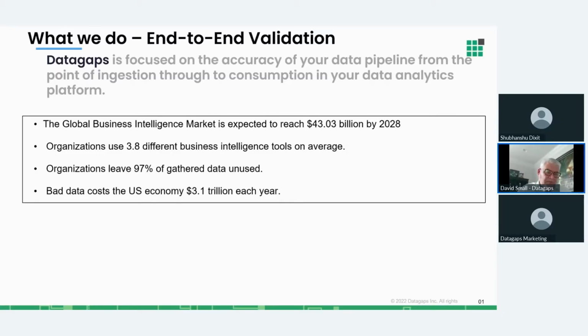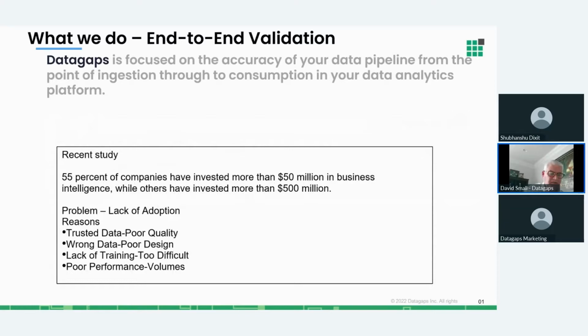Also, the cost of bad data for the U.S. economy is $3.1 trillion each year. I think for an individual company, it averages out at about $23 million in terms of the cost of bad data for an individual company. Companies are spending a tremendous amount of money on business intelligence, anywhere from 50 million over the course of a number of years. Some of it even invested more than 500 million. But they're not reaping the complete rewards from that investment.